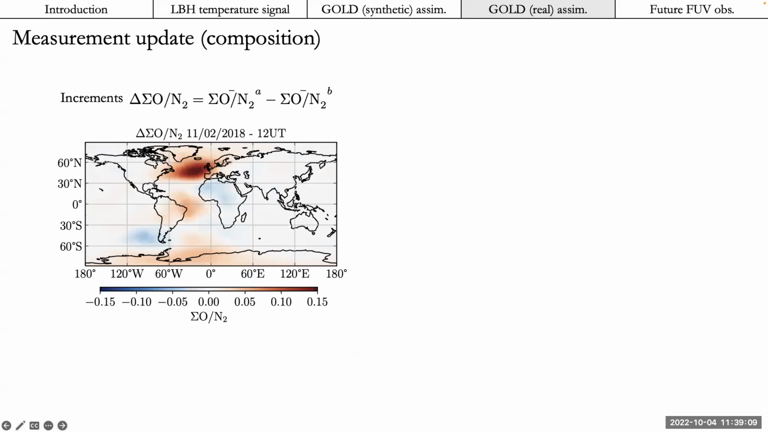So even though the assimilated 2-channel ratio is directly sensitive to temperature, other states such as composition can be updated through the background error covariance. Here, the column O to N2 ratio increments are shown. Column O to N2 represents the compositional changes of the 2 dominant species in the lower thermosphere. The most significant change in model specification of the O to N2 after assimilation is observed between that 30 to 60 degrees north region, again, that I highlighted before, where you saw the greatest uncertainty in the forecast.